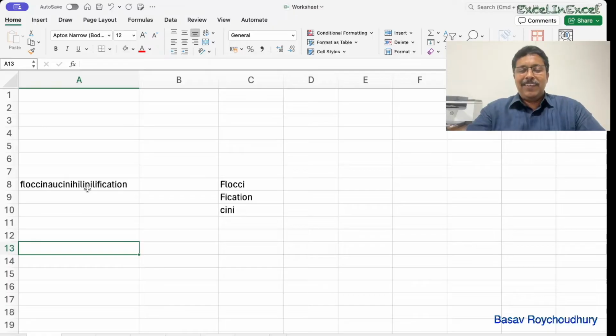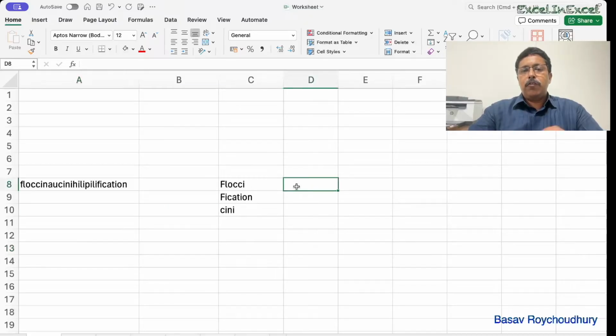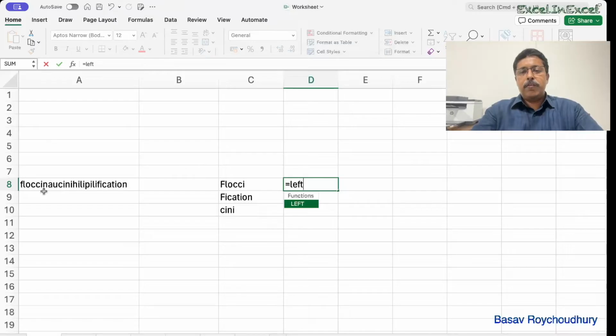I hope this is not one of them that we are doing today. Now, from this word, if I want to extract some parts, for example these three things: floxy, fication, and cine. Floxy appears in the leftmost part of the text. So if we are extracting certain characters from the leftmost part of a string or a text, we use the left function. Mind you, we are extracting a certain number of characters from the extreme left of the text.